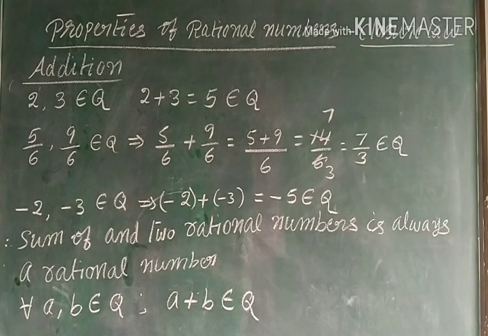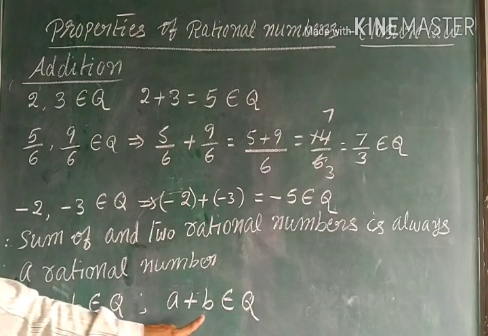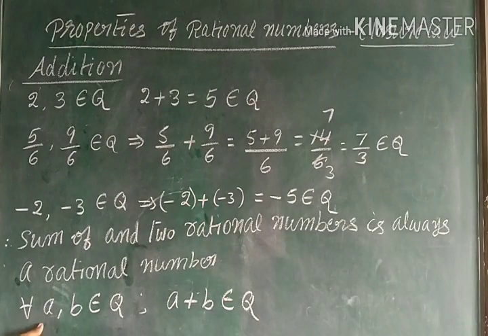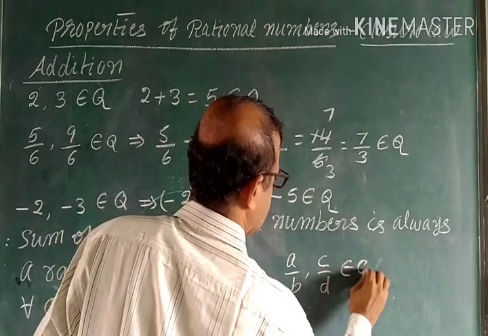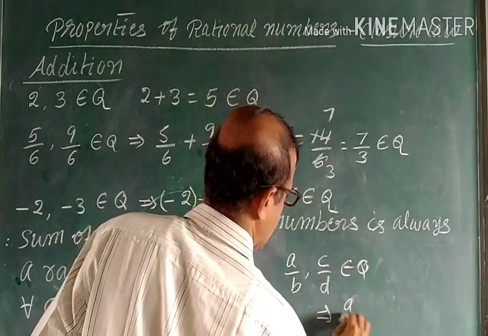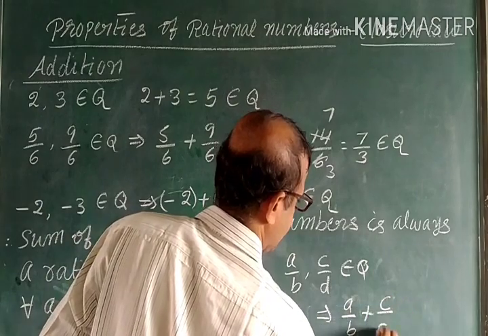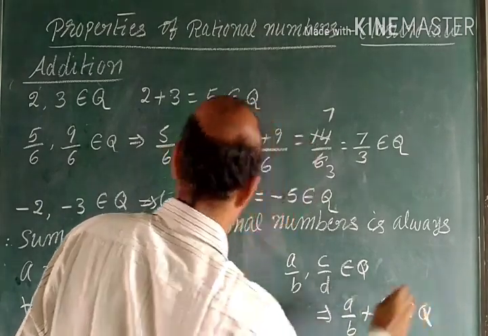This is which property, children? Closure law with respect to addition. So, for all a, b belongs to Q, a is a rational number, b is also a rational number, then a plus b is always a rational number, because it is a by 1, b by 1. Or otherwise, you can write like this: a by b, c by d belongs to Q. That implies a by b plus c by d also belongs to Q.